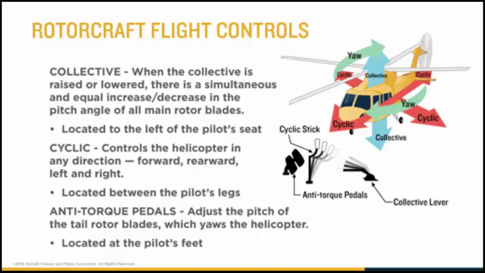So the cyclic is a control that's used to manipulate the swash plate in a way that will alter the pitch of an individual rotor blade. Cyclic maneuvers tilt the arc of the main rotor, which in turn tilts the lift vector and allows the pilot to control the aircraft in pitch and roll.